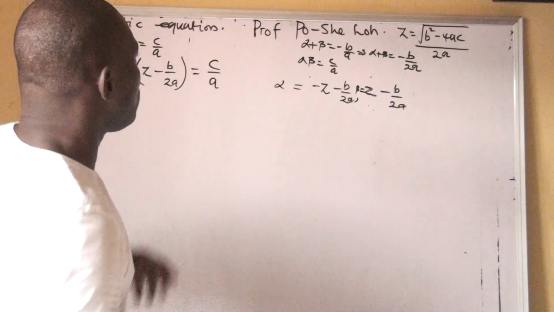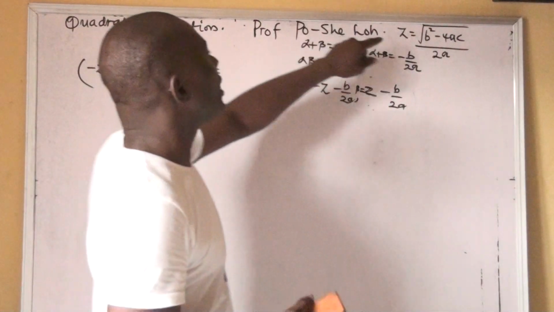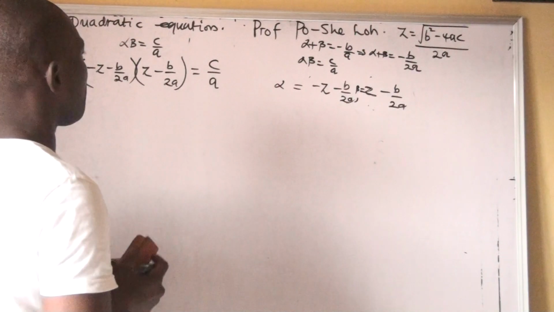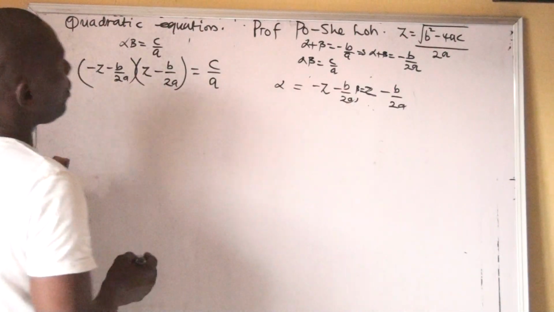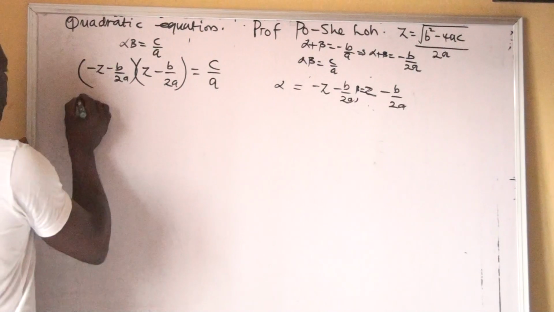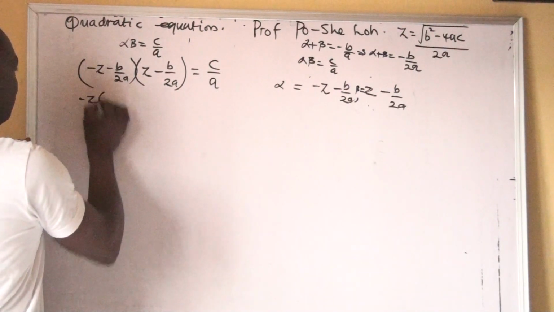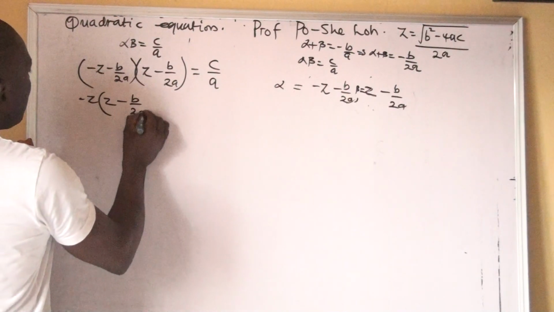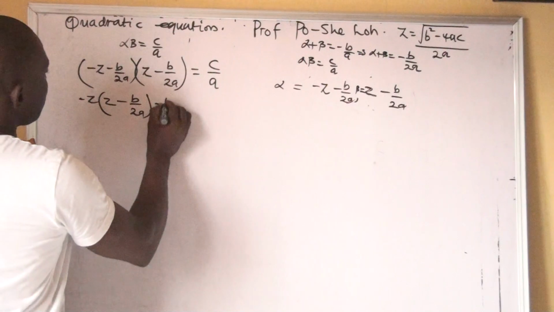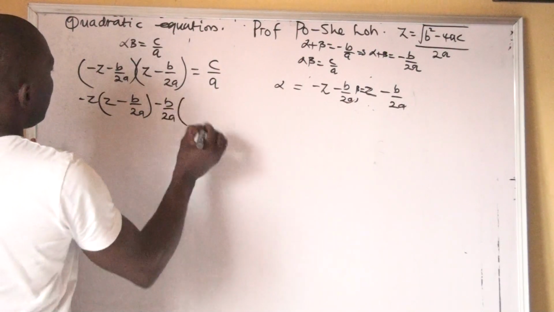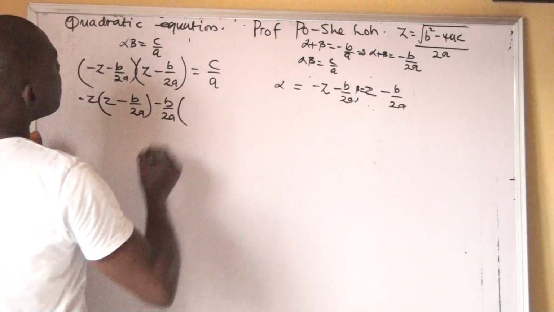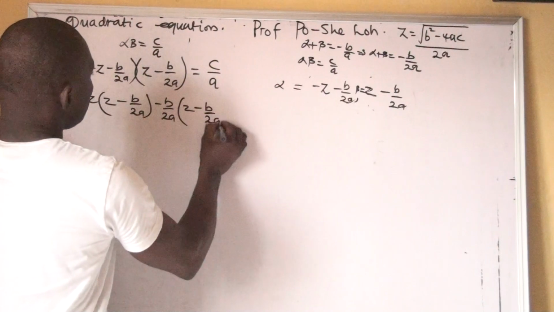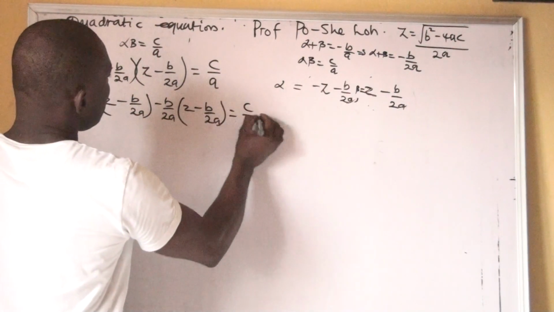So in this class, what we're trying to do is establish the expression for z. What we simply do here is say that minus z is going to multiply z minus b over 2a, then minus b over 2a is going to multiply z minus b all over 2a, equal to c over a.